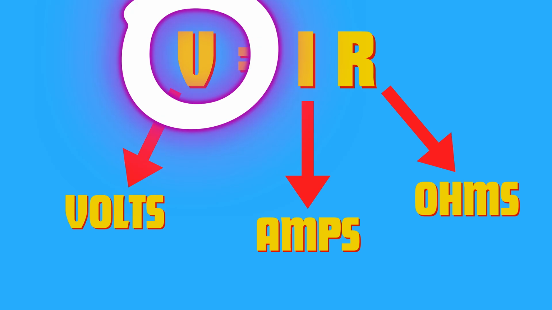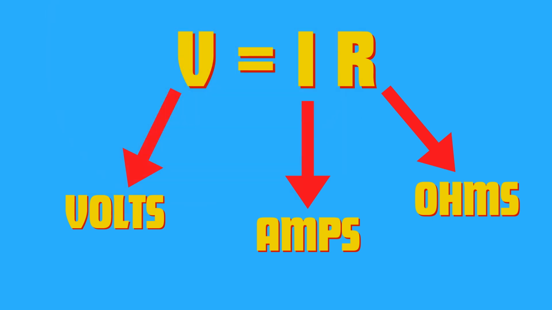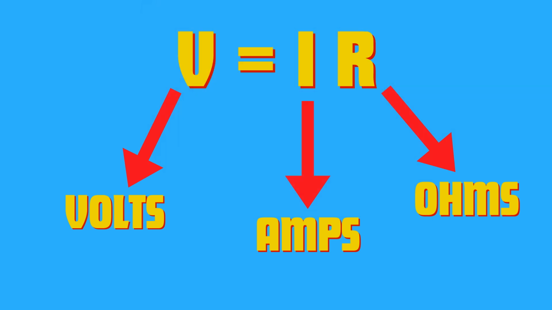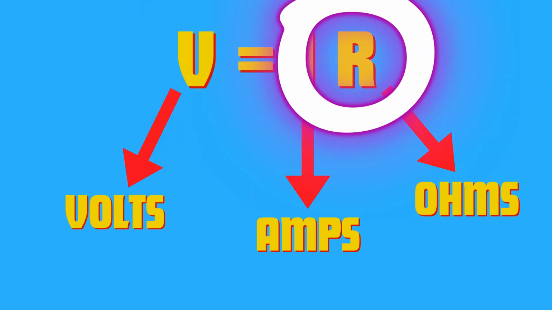Ohm's law states that the voltage, V, across an electrical component is directly proportional to the current, I, flowing through it, with the proportionality constant being the resistance, R, of the component.